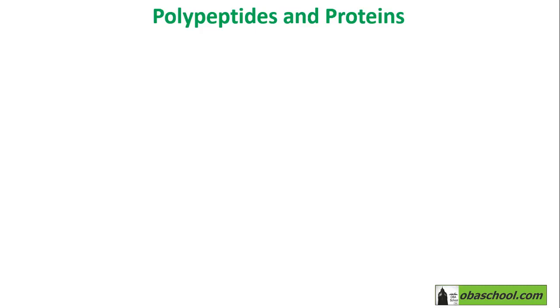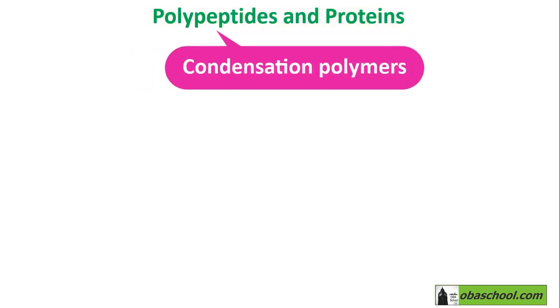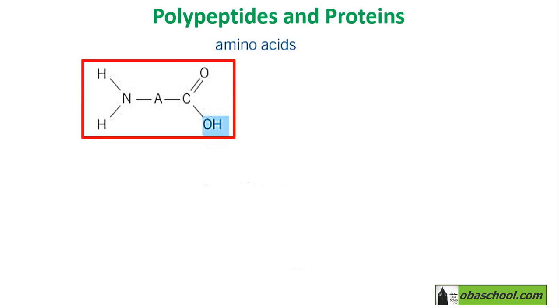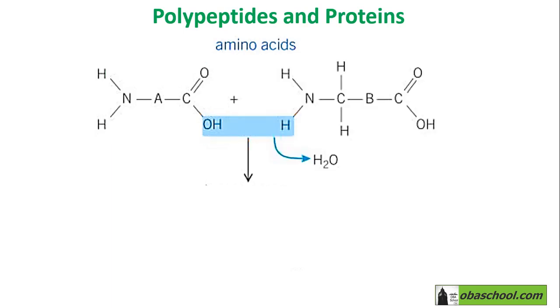In today's video, we will be discussing polypeptides and proteins. And again, polypeptides are one of the condensation polymers. Polypeptides are also polyamides, and they are formed from a single amino acid monomer or many different ones. So you might have one amino acid or more than one amino acid.